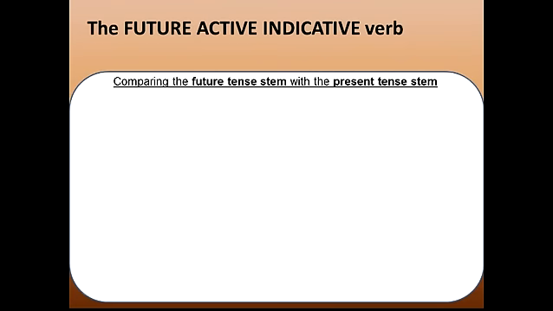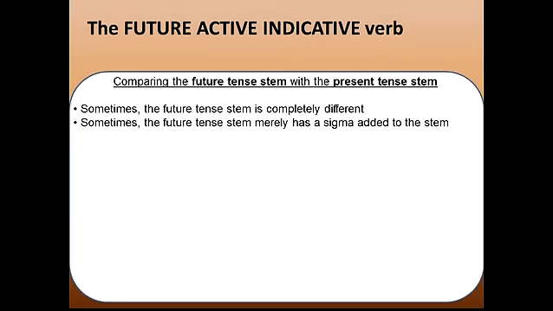Let's compare the future tense stem with the present tense stem. Sometimes the future tense stem is completely different than the present tense stem. We will encounter verbs like that along the way. Sometimes the future tense stem merely has a sigma added to the stem that we see in the present tense. And that's the case with luo. We have lambda upsilon in the present tense, and then we add a sigma to it. We have lambda upsilon sigma in the future tense.